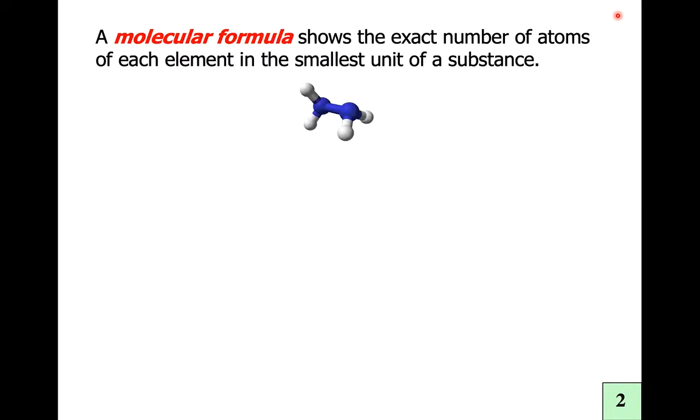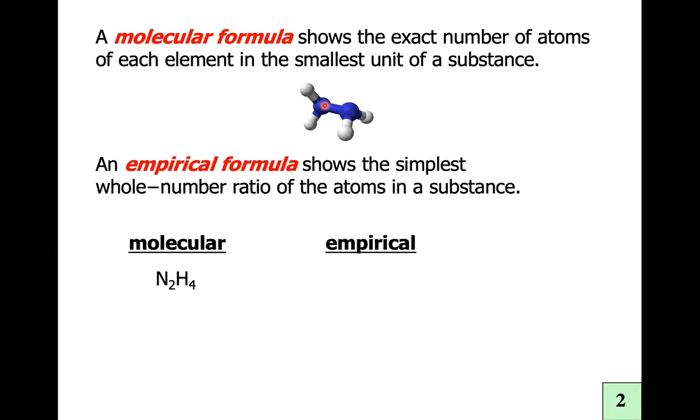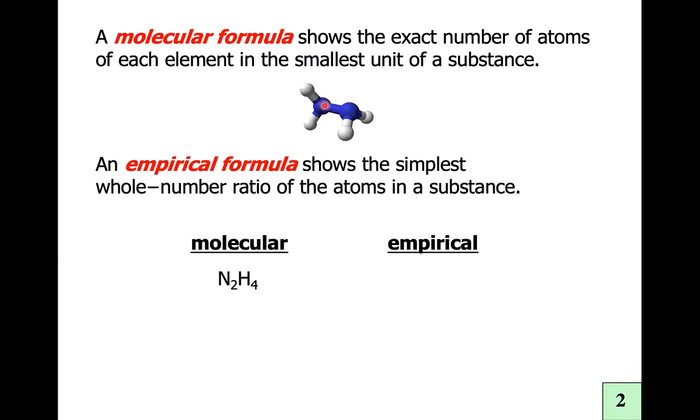For compounds that are composed of all nonmetal atoms, those can form molecules. And here is a molecular formula. A molecular formula shows the exact number of atoms of each element in the smallest unit of substance. These blue spheres here are nitrogen, the white spheres are hydrogen. So this has a molecular formula of N2H4.